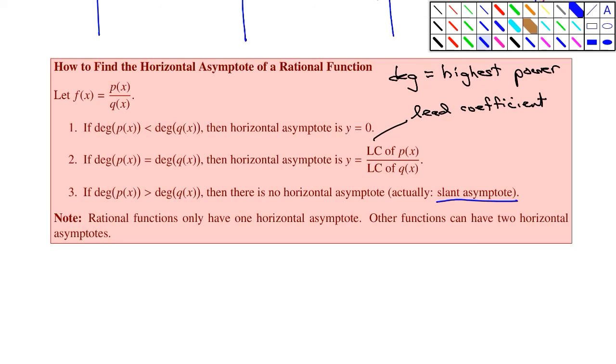Now, it is true that rational functions can only have one horizontal asymptote, but that's not true for other functions. Other functions could have one on one side and a different one on the other side.